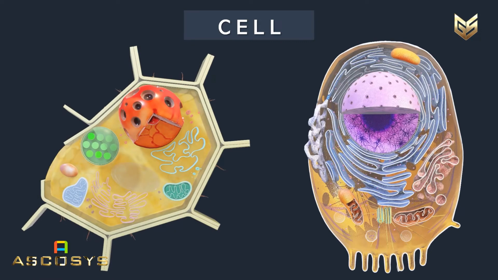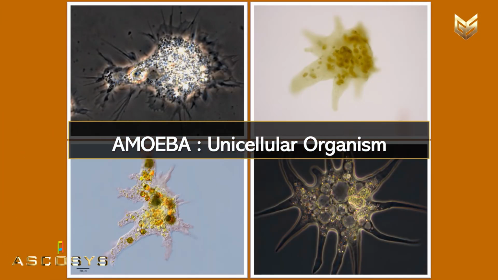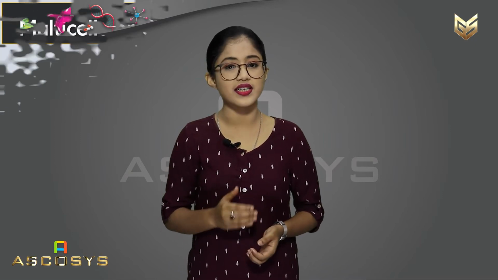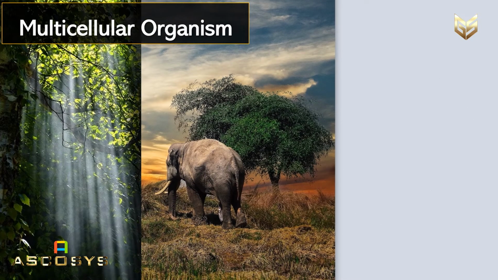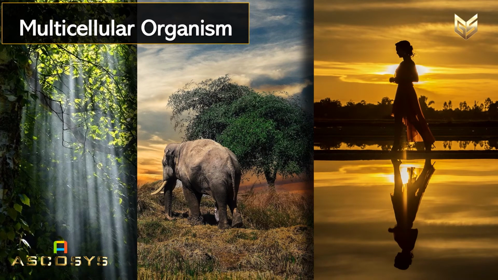With the invention of magnifying lenses, it led to the discovery of the microscopic world. It was now known that a single cell can form a whole organism. You can take the example of amoeba, a single celled organism, which is called a unicellular organism. And there are other organisms which are made up of many different types of cells, and those are called multicellular organisms. You can take the example of plants, animals, and then we human beings. We all are multicellular organisms.